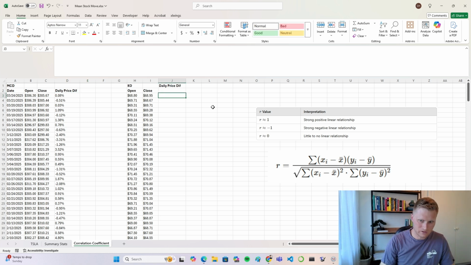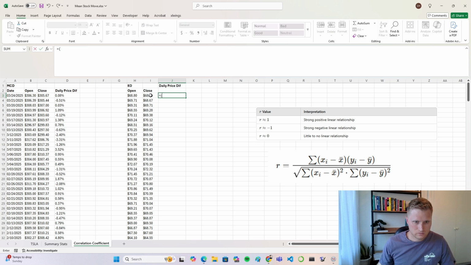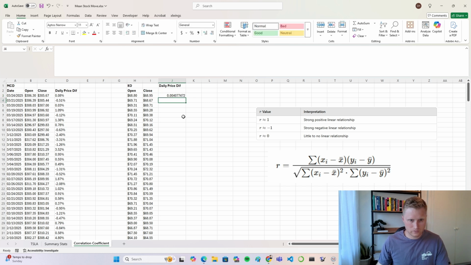And let's do the price difference over here. So today's close minus yesterday's close over yesterday's close. Let's make that a percentage. 2 decimal places. 0.41. Okay, let's check a few values on Coca-Cola.